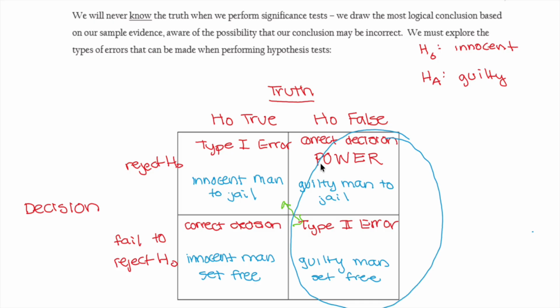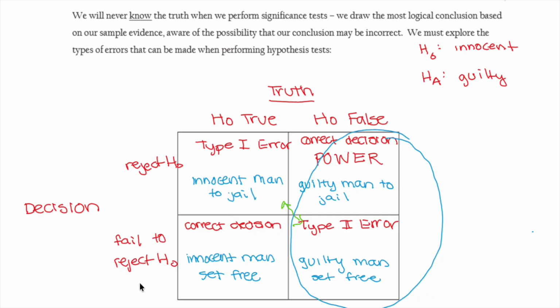That's called power. Power is when the null hypothesis is false and the alternative hypothesis is true, and you correctly reject the null hypothesis. This is a very good decision, and we want more power when we're making these stats decisions. A real-life situation would be sending the guilty man to jail. The other situation is when the null hypothesis is true, and we fail to reject the null hypothesis.